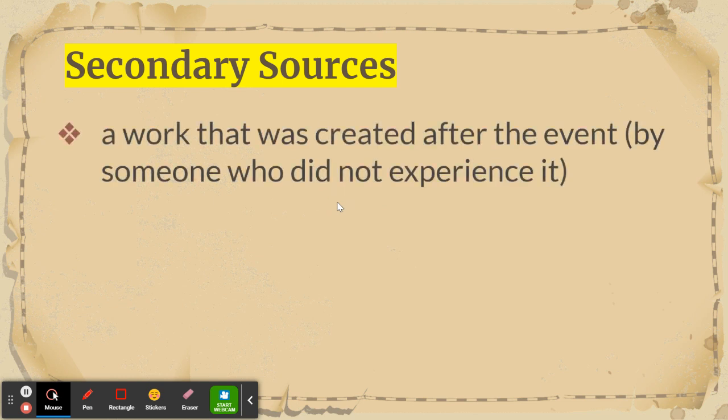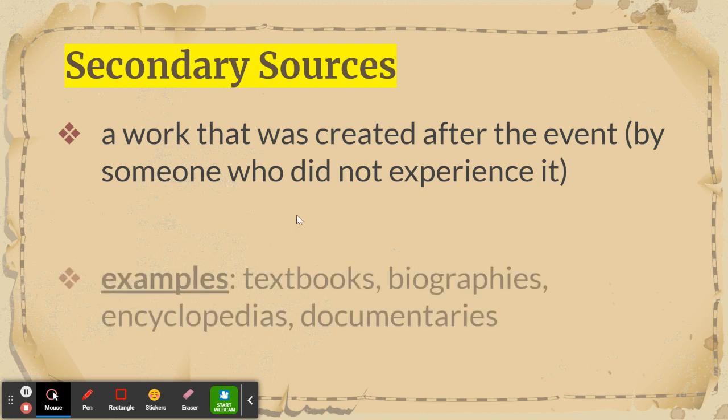A second type of source are secondary sources. Secondary sources are a work that was created after the event. It was created by someone who did not experience the event for his or herself. And so, some examples of secondary sources include textbooks, biographies.